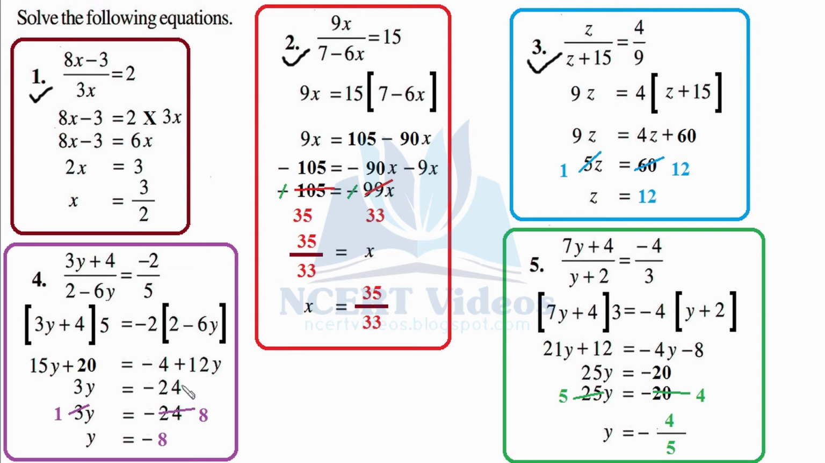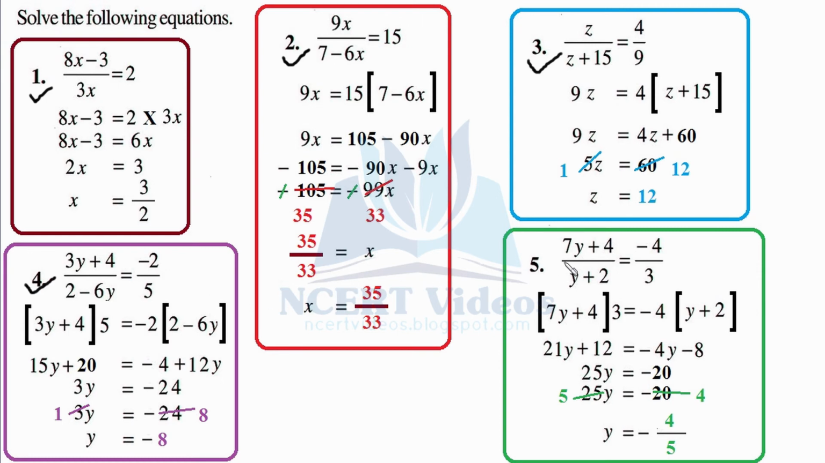We have a cancelling opportunity. So we wrote this step again so that we don't get puzzled. 1 three is a 3 and 8 threes are 24. It is simple. Y is separated, that is positive y, and its value came as equal to minus 8, which is our required solution for question number 4.